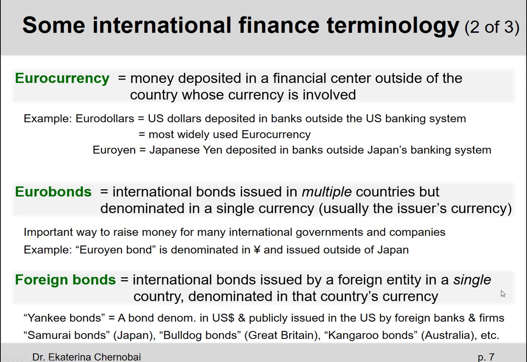Then there are other names which are actually all pretty funny. Samurai bonds. That's bonds sold in Japan. The price is in Japanese yen, but who issues the samurai bonds? Other countries, companies or governments. Bulldog bonds. That is kind of linked to Great Britain. So sold in Great Britain, issued by other countries. Kangaroo bonds. That's Australia, and so on.